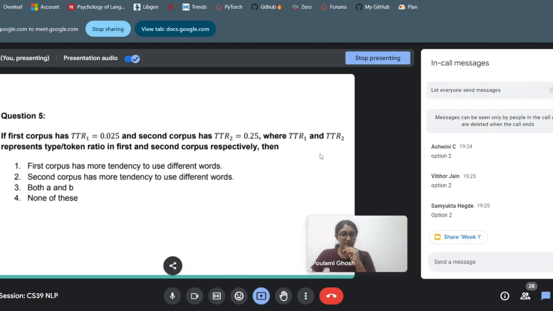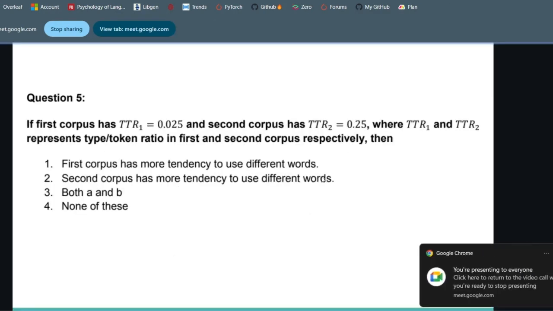Okay. Types are the numerator. Yes. So the more the unique words, then second. Yeah. Okay. Yeah, that's correct.